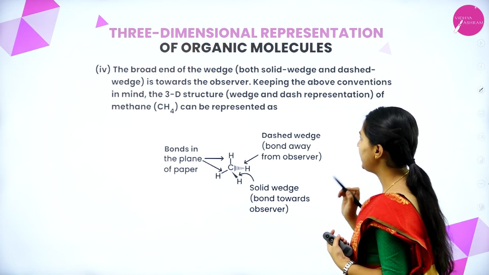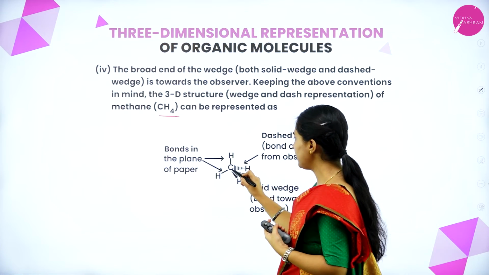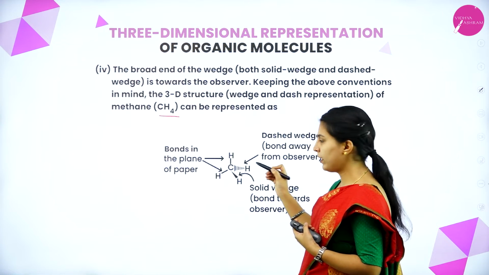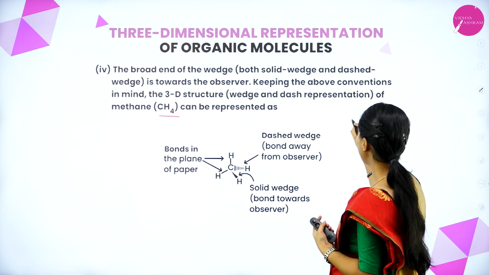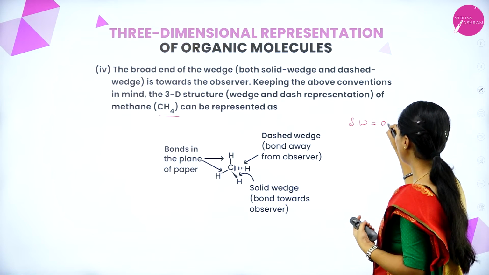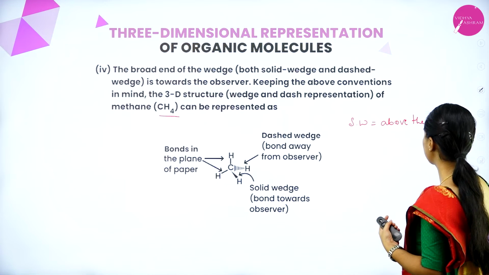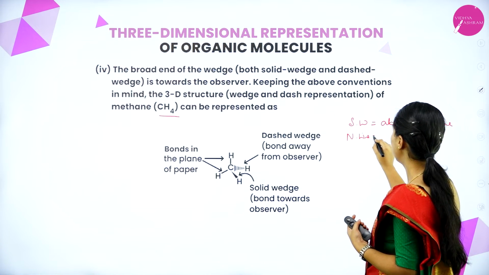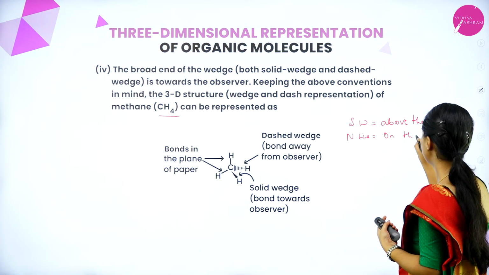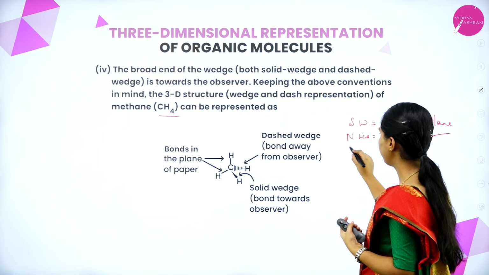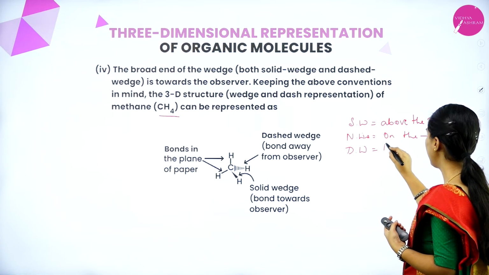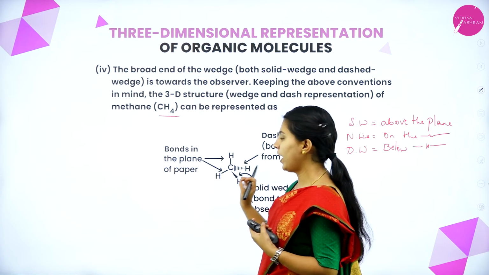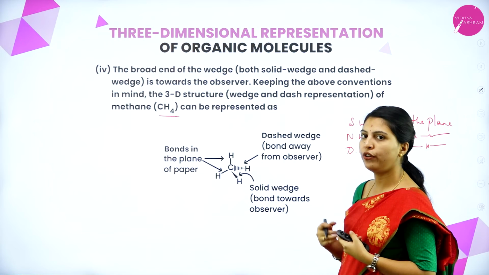Keeping the conventions in mind, the 3D structure of methane. This is the methane structure. How have they written CH? This is a solid wedge, towards the observer. This is on the plane. This is far away from the observer. You can say it like this: the solid wedge is above the plane. Normal lines are on the plane. And the dashed wedge is below the plane. These are the three conventions of the three-dimensional representation of organic molecules.